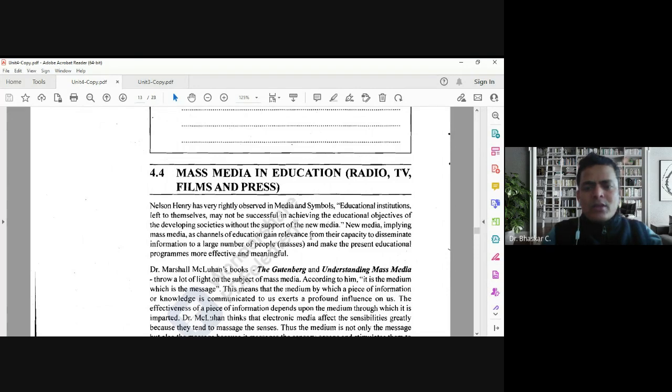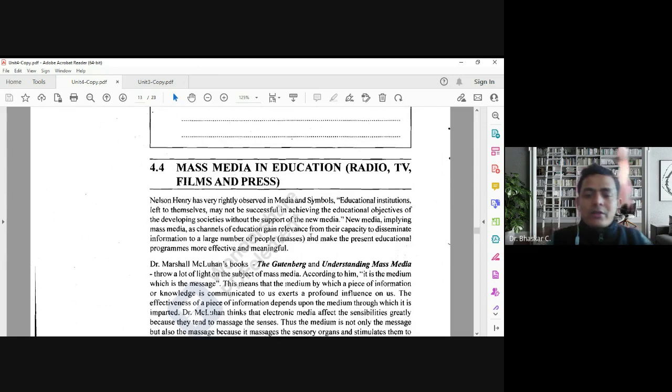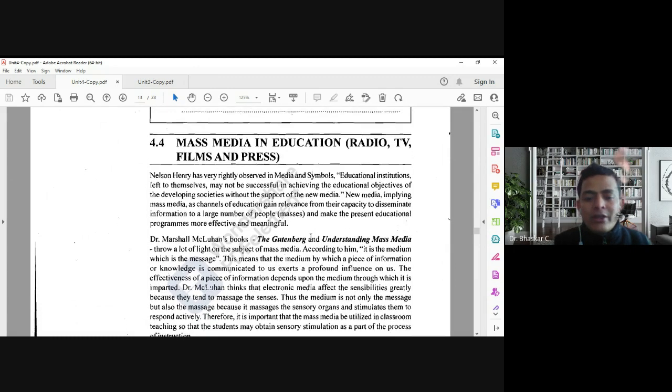What we have to discuss here are the things you are familiar with, like radio, television, films, and press. I will not take a lot of time to discuss what radio actually is, because we are all well familiar with how radio works, how television works, what films are and what the press is. But I will give you a new idea of how this mass media can be used in education. For radio and television, you will see that generally they are used only for entertainment.